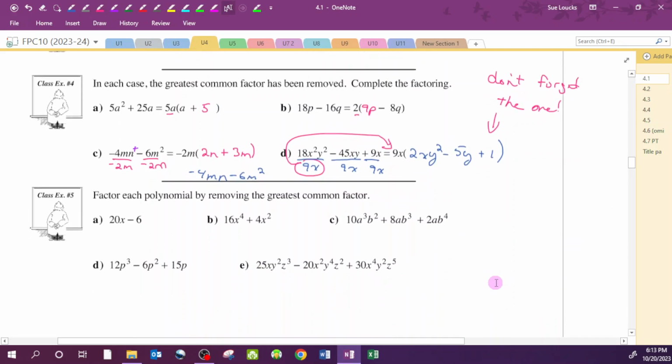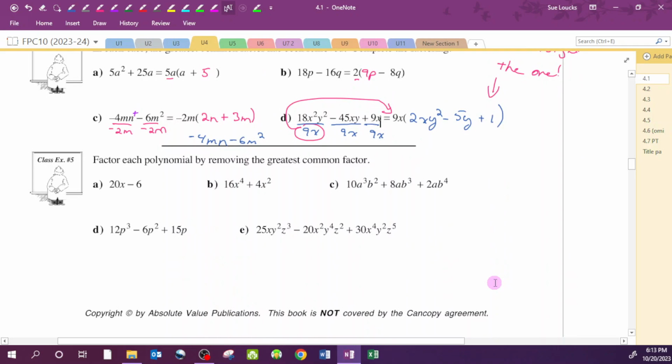Example 5, factor each polynomial. Okay, common factor here, 2 is all I see. And then 2 times 10x is going to get me 20x, and 2 times negative 3 is going to get me negative 6. Common factor here is 4x squared. So I need another 4x squared plus 1. Okay? If you haven't already, I always encourage you to pause the video and try these on your own and then come back and check them.